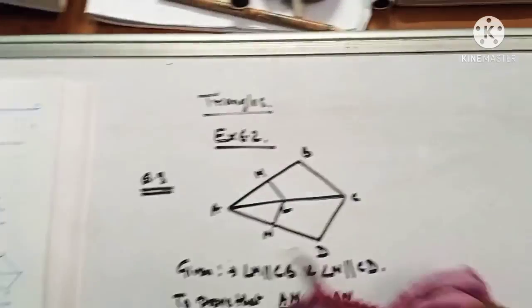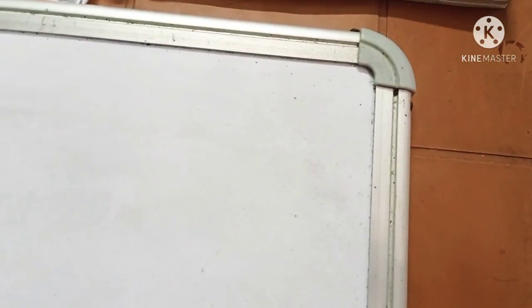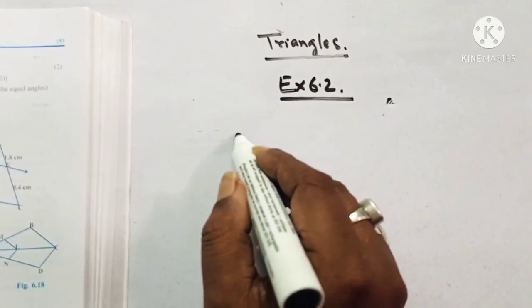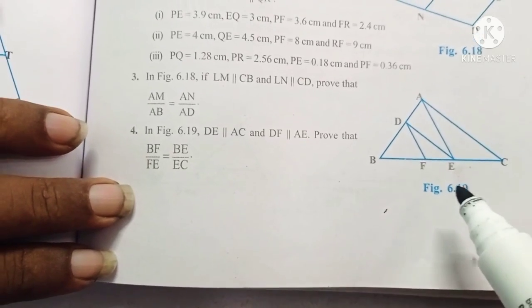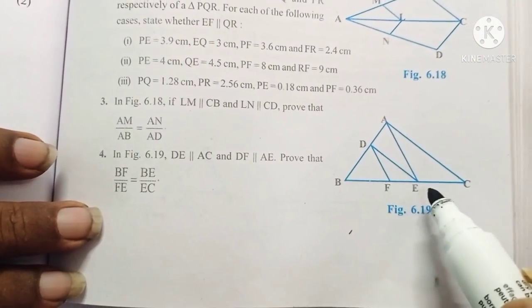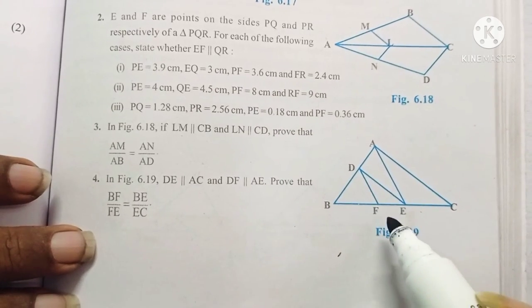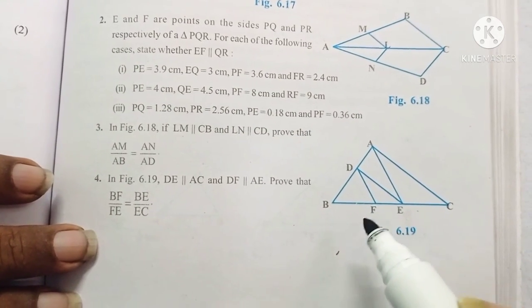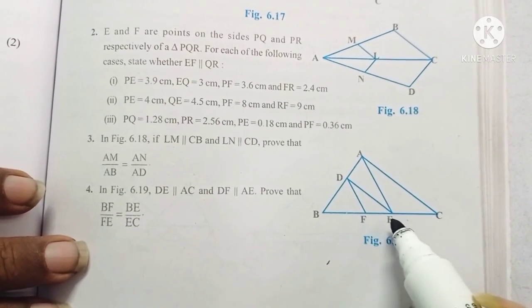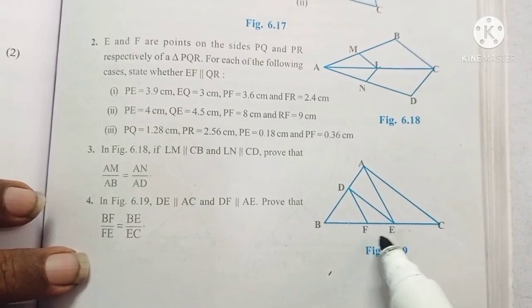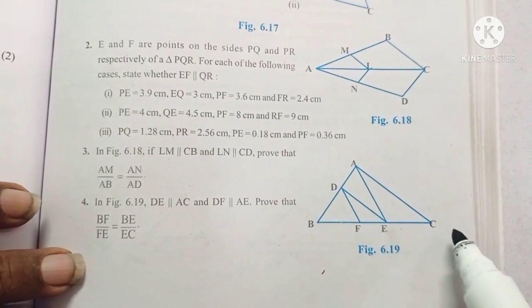Now I am going to question number 4. Here you see the figure given to you, and here DE is parallel to AC and DF is parallel to AE. So you have to prove that BF by FE is equal to BE by EC. Now again I have to draw the figure.